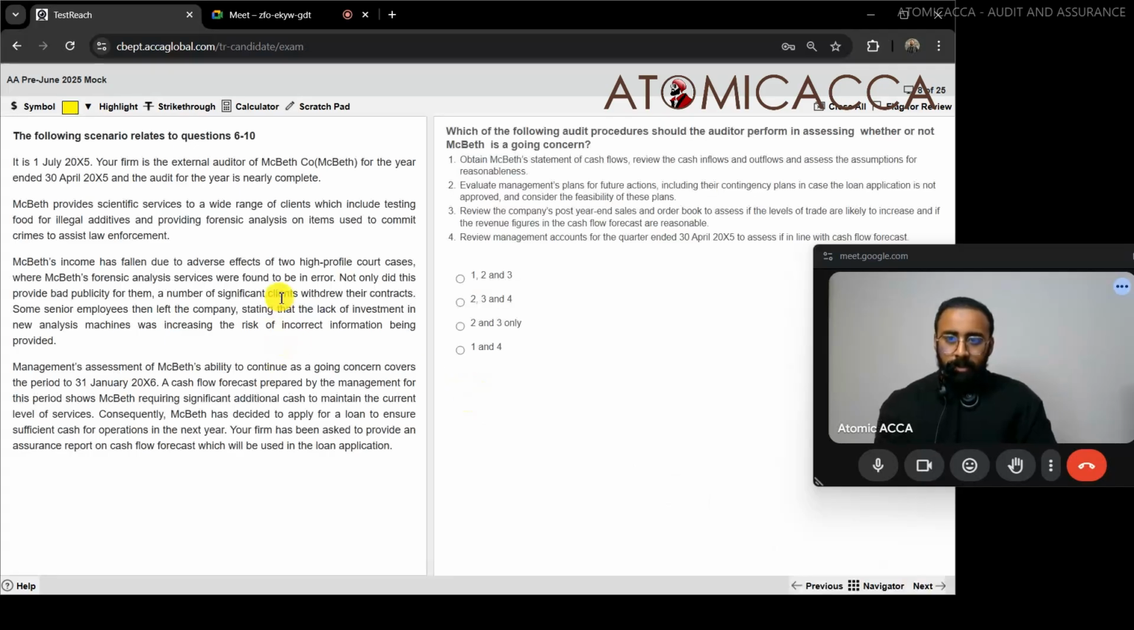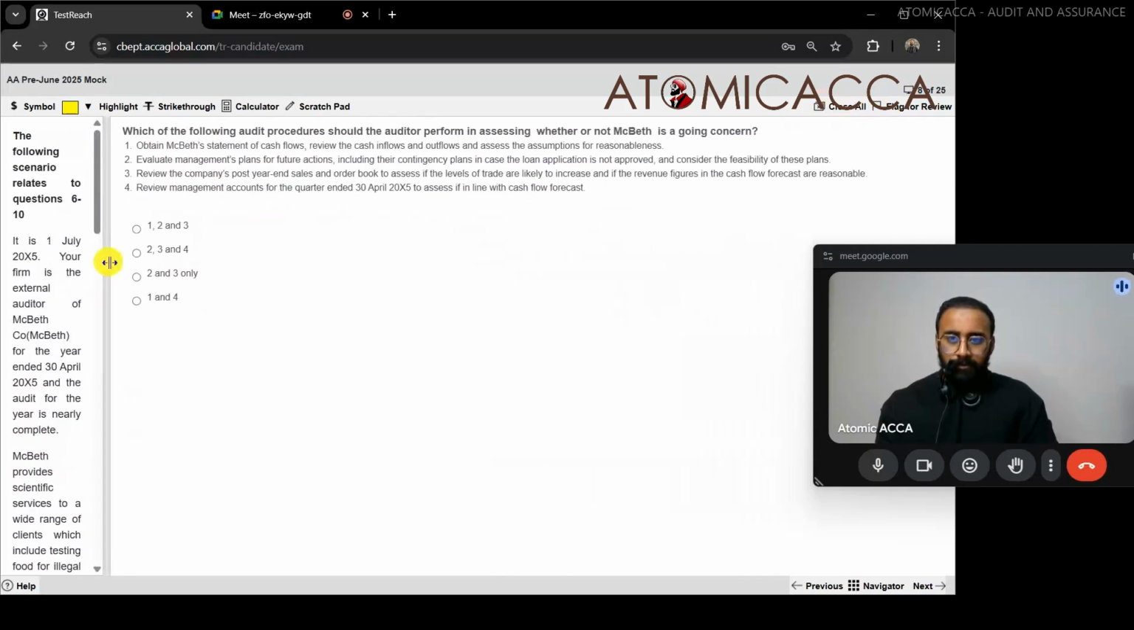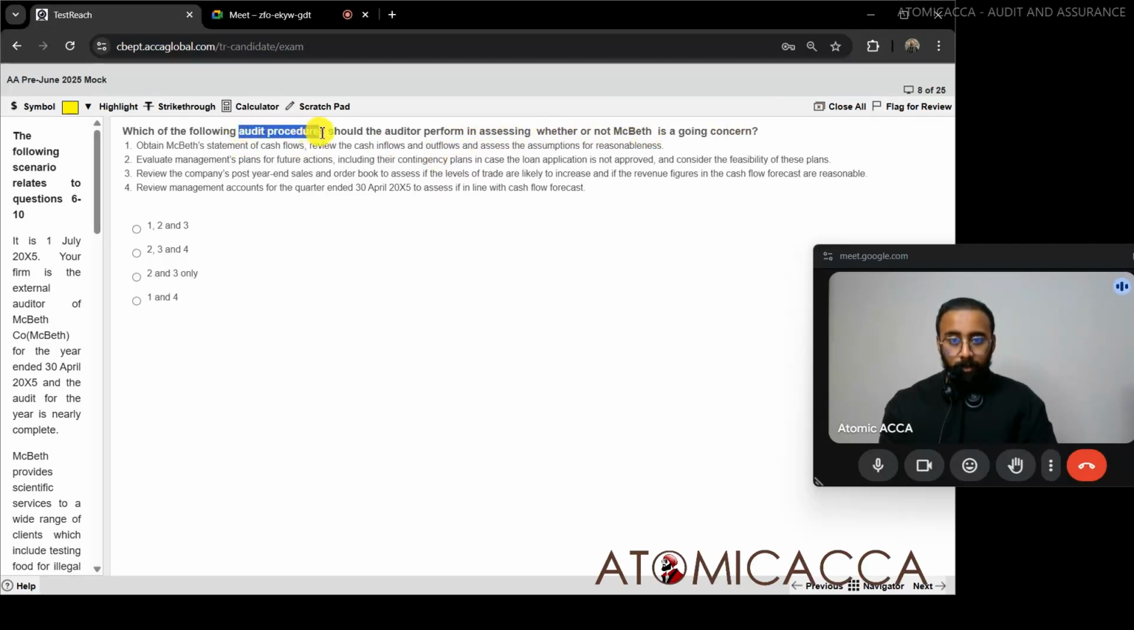Next one. We're still in the same question, right? Eighth one. Which of the following audit procedures should the auditor perform in assessing whether or not Macbeth is a going concern? Which of the following audit procedure auditor is performing? Okay. So this is not about management, this is about auditor. Obtain Macbeth statement of cash flows, review the cash inflows and outflows, and assess the assumptions for reasonableness. Obtain Macbeth statement of cash flow. Statement of cash flow Macbeth would have made for the inflows and outflows for the year that have gone by.